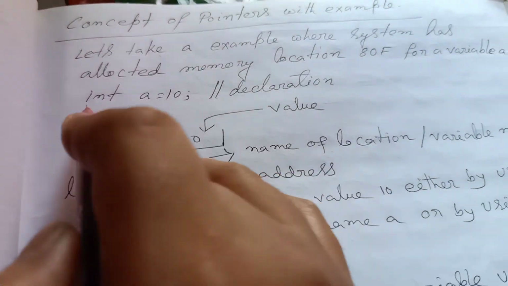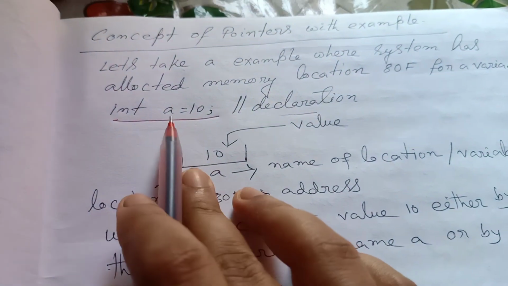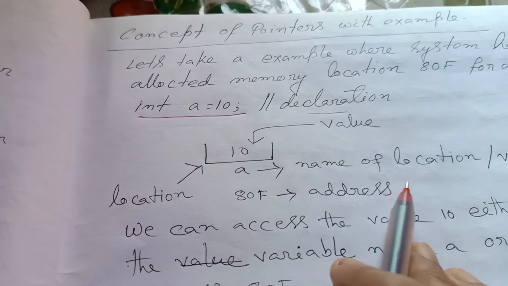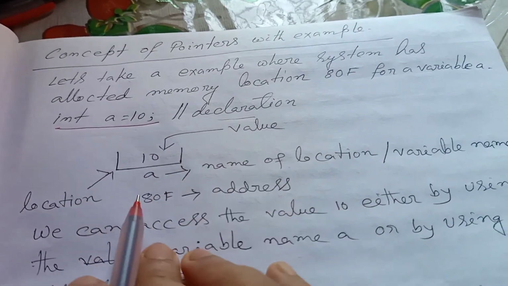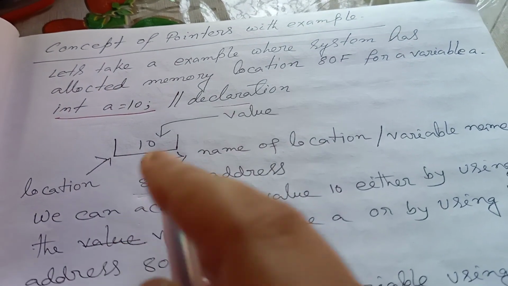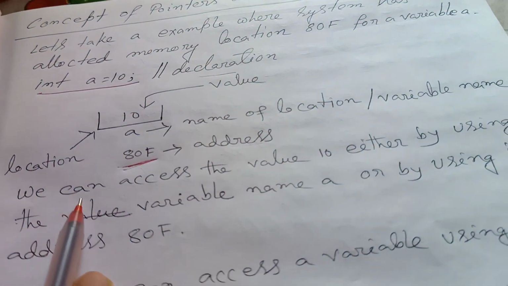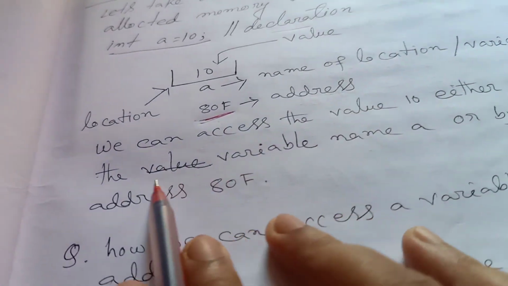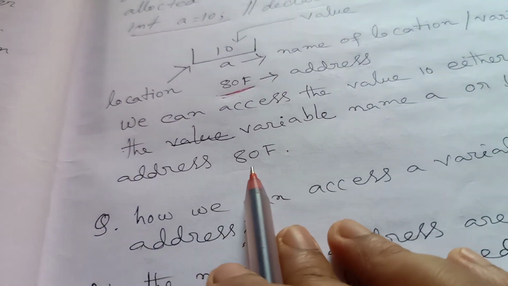Here, int a equal to 10. This is the declaration. Okay. a holds the value 10. So a is the name of the location or variable name, 10 is the value, and this is the location, and the address of the variable a is 80f. We can access the value 10 either by using the variable name a or by using its address 80f.